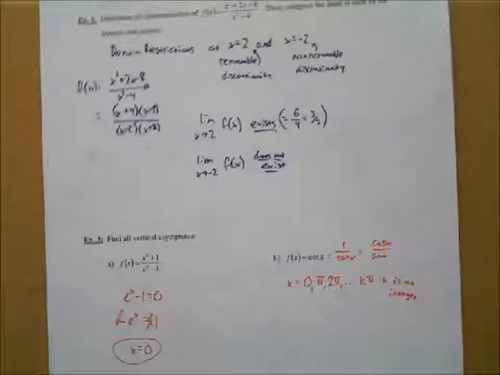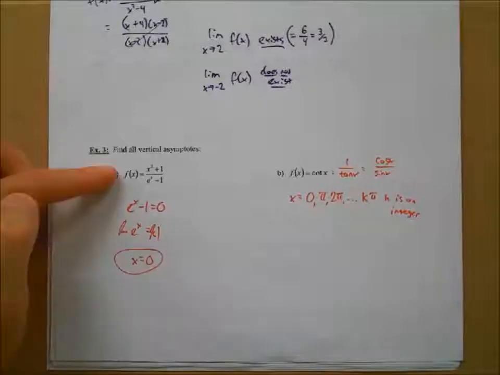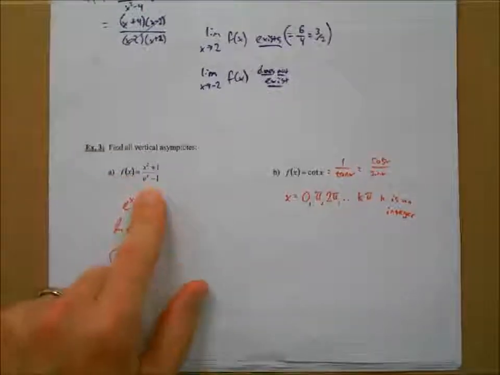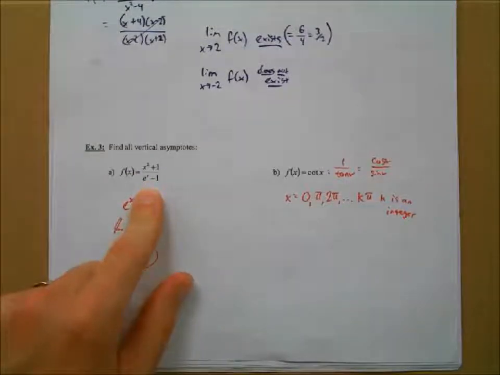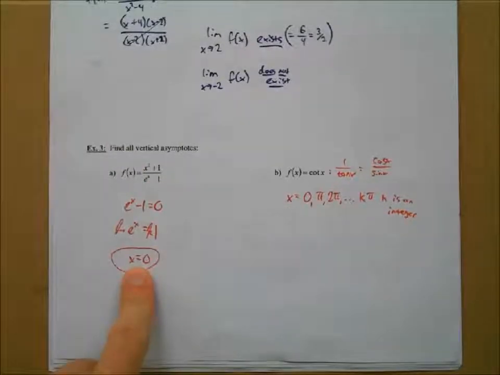Number 3, we're asked to find all the vertical asymptotes for this one. Again, vertical asymptotes occur where the function is undefined. So we're looking for when the denominator is 0. So you set the denominator equal to 0 and solve. You get x equals 0.